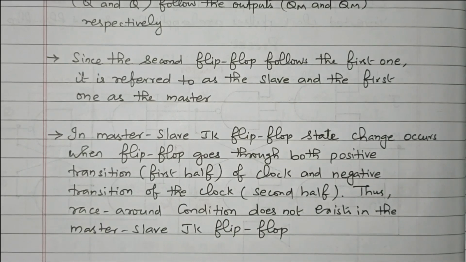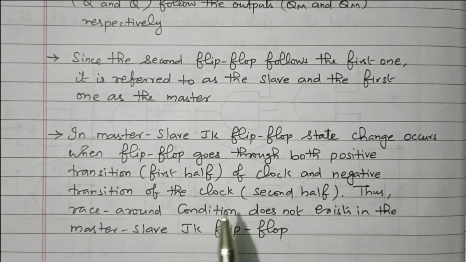The race around condition occurs when both the inputs are 1. That is not possible here because of master slave. Master gets the positive edge, slave gets the negative edge. So the race around condition is eliminated in the master slave JK flip-flop. So in this video we discussed what the race around condition in the flip-flop is and how to avoid it. One method is master slave, and we discussed the master slave JK flip-flop.